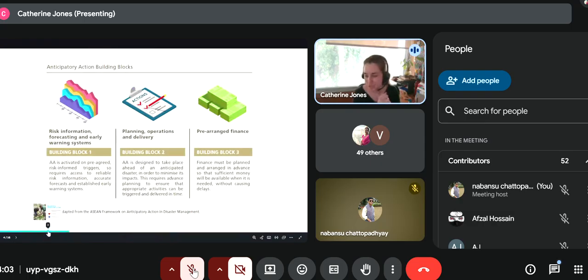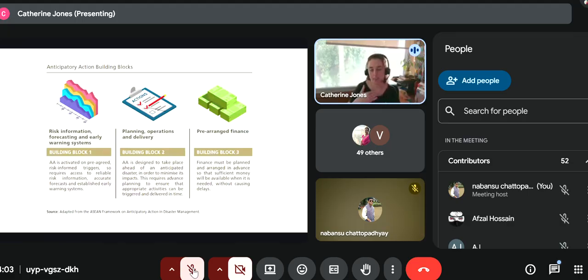How we look at it is in 3 key building blocks as well. And these are part of the technical standards that were developed by the Asia Pacific Technical Working Group on Anticipatory Action, which I also co-lead, but also a part of the ASEAN Anticipatory Action Guidelines as well. Now, with these 3 building blocks, Erkin has really gone in depth on the first one. So the risk information, forecasting, and early warning systems. This is where our triggers, this is our alert to tell us something bad is going to happen and we need to do something now. So that's all about that first pillar.